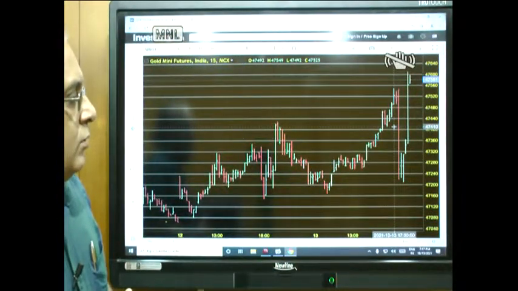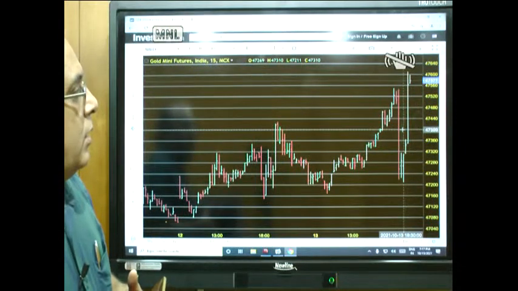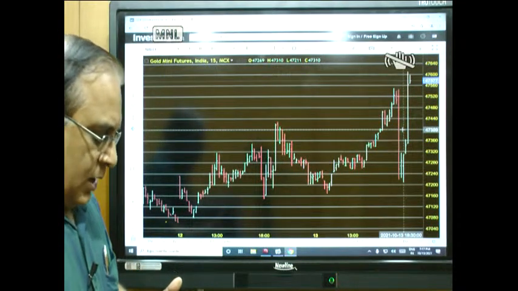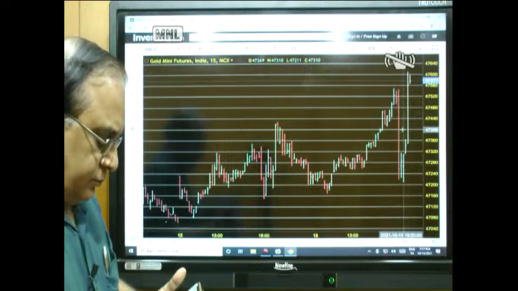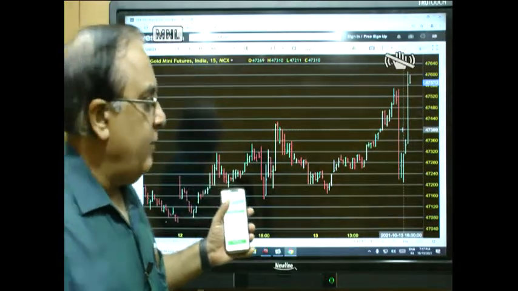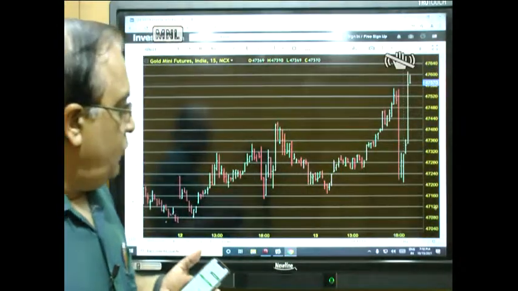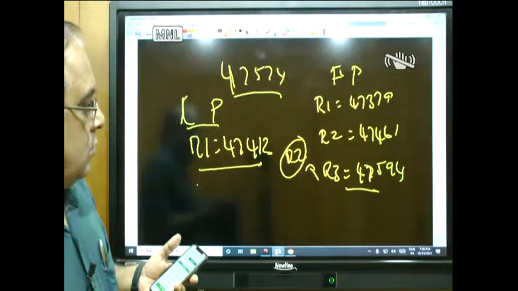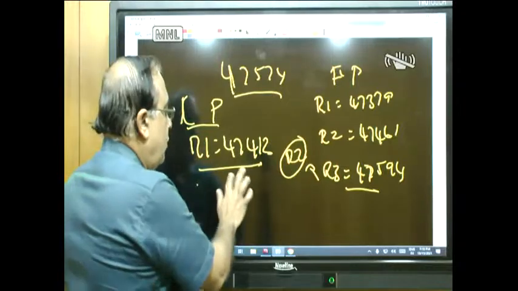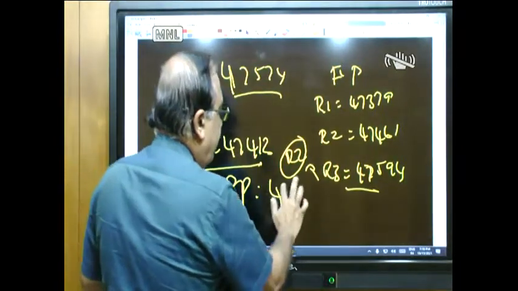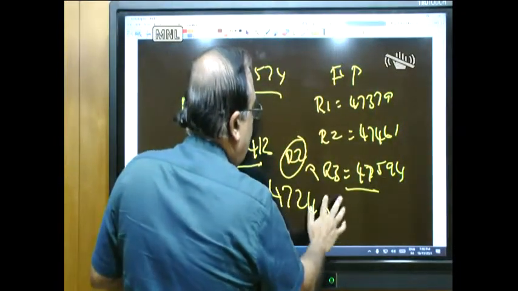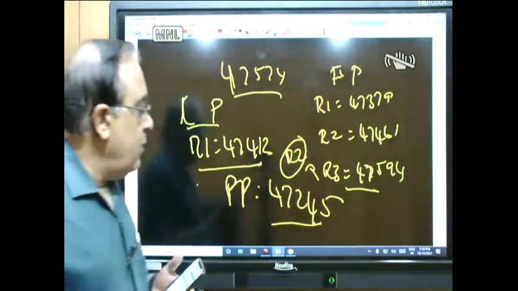Now here it went down to 47,211 or so, and here what is the pivot there? 47,245. 47,245 is the pivot for today's range. So PP is 47,245.